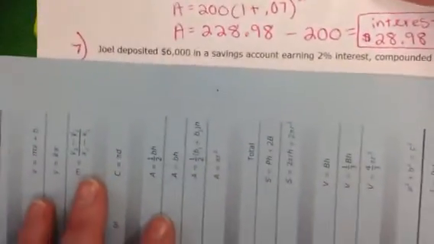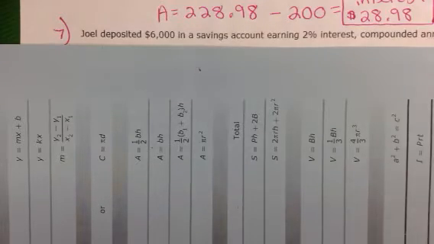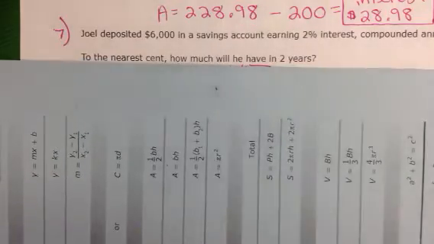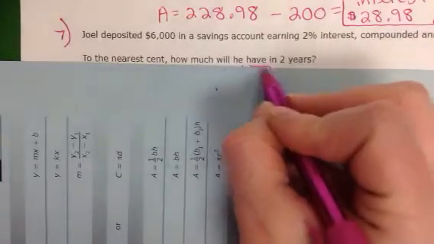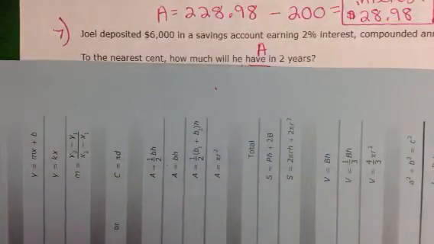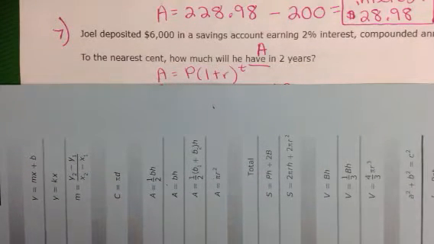Okay, number 7. Joel deposited $6,000 into a savings account, earning 2% interest, compounded annually. To the nearest cent, how much will he have in 2 years? So underline, they're asking for how much he's going to have. They want all of it, the total amount. They did say compound, and that formula starts with A. So this one, I will only need the formula to answer the question.